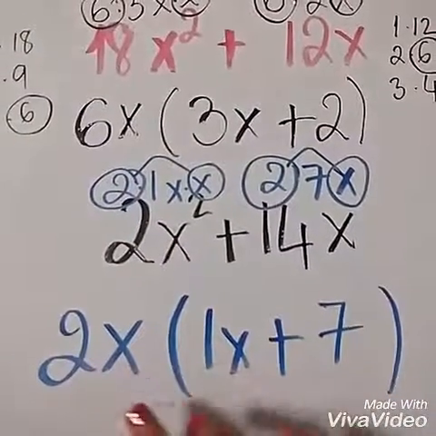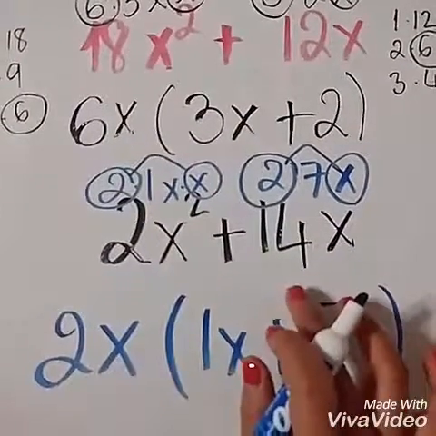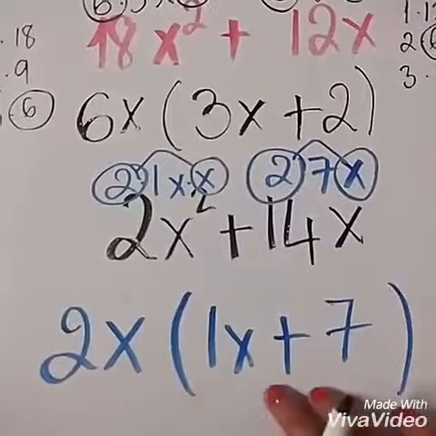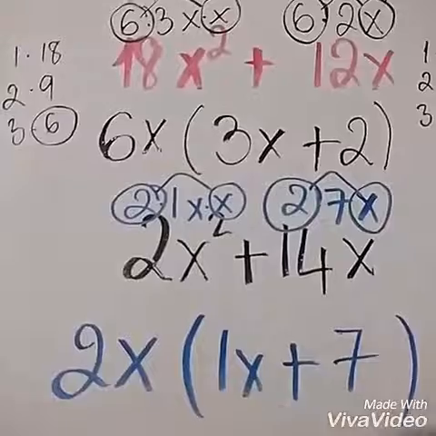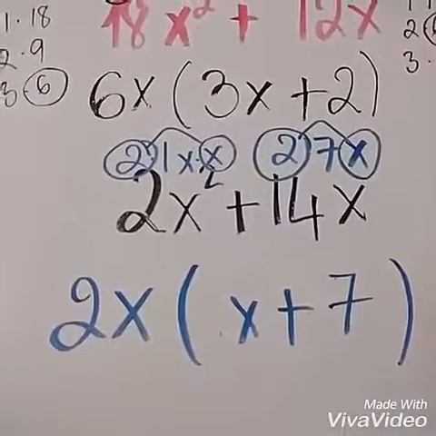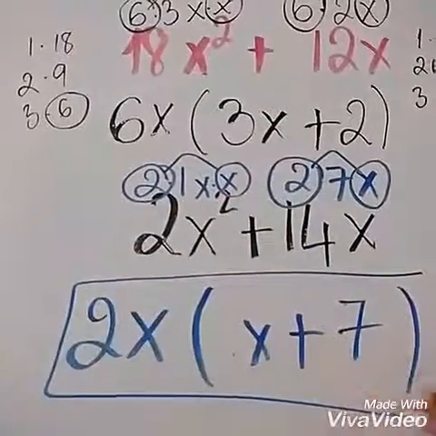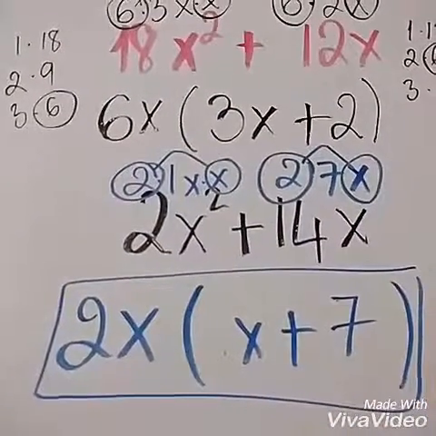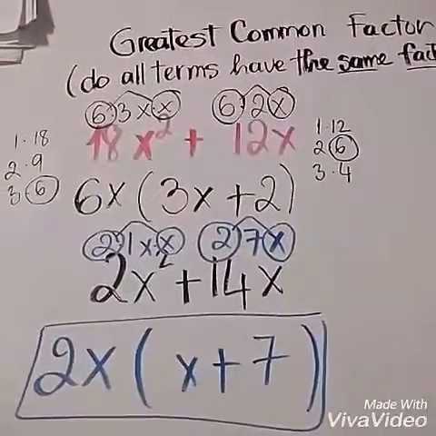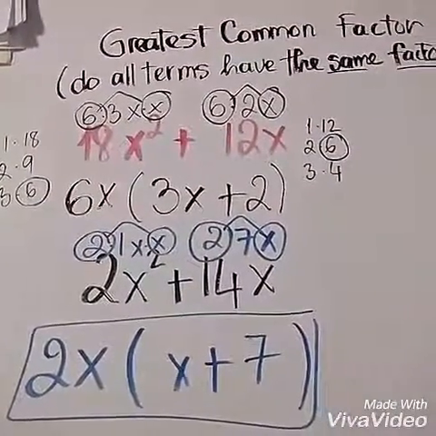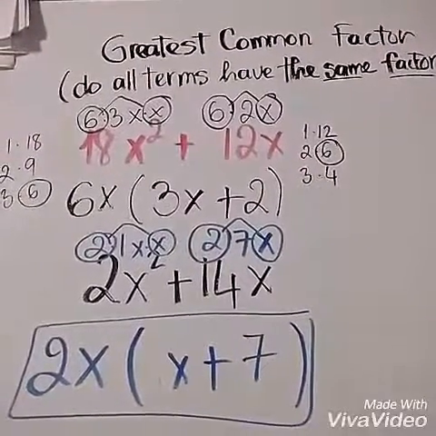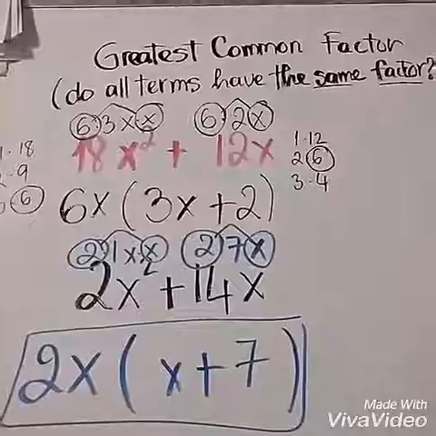Okay, so we have factored out 2x squared plus 14x into 2x, parenthesis, x plus 7. Okay, 1x, you can just erase the 1 right there. So my final answer is 2x times x plus 7. Alright, so that's how you do the greatest common factor. Find all the numbers that they share first, all the variables that they share. Take them out, everything else you leave in the parentheses.